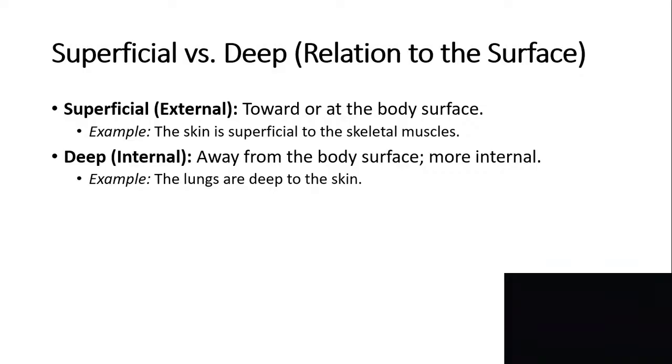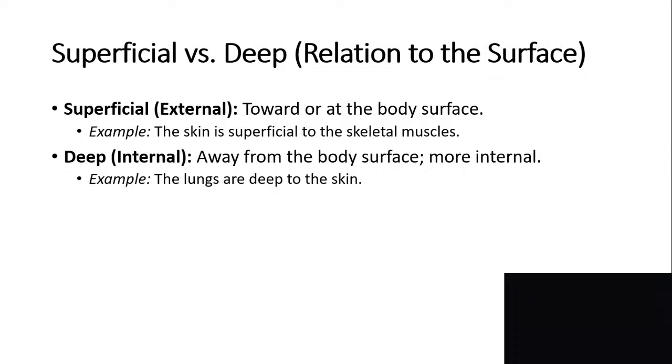Next is about the word deep. Deep may mean internal, and we're saying away from the body surface, more internal. Meaning that, for example, the lungs are deep to the skin. Or someone may say the skeletal muscles are deep to the skin. So when we say deep or superficial, superficial means outer, and deep means internal perspective.